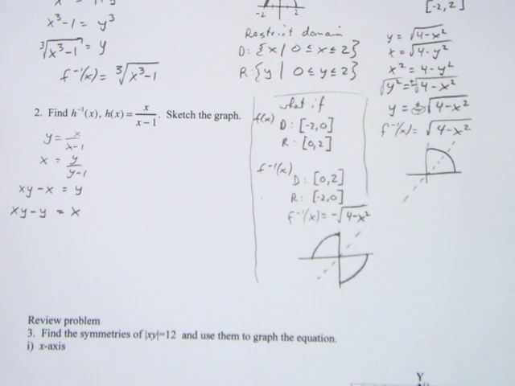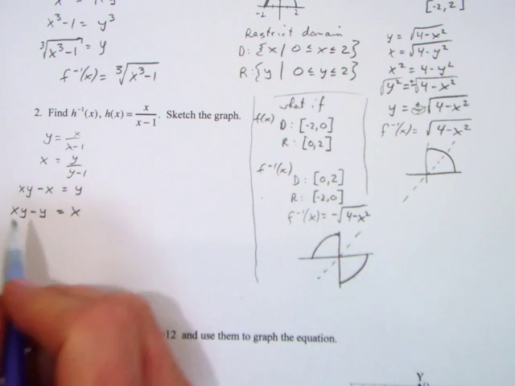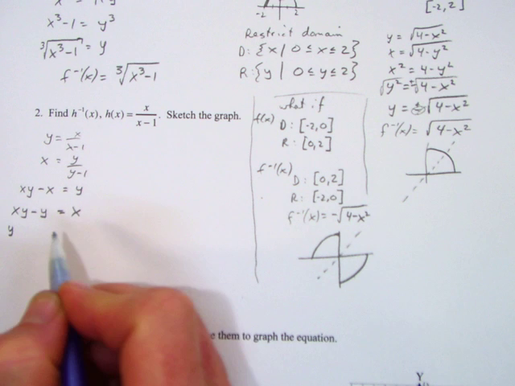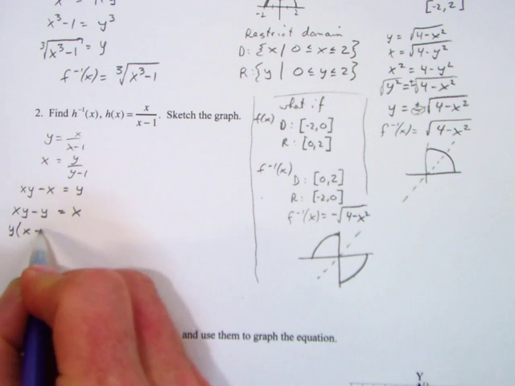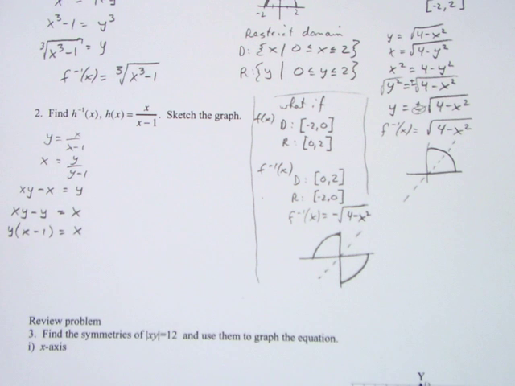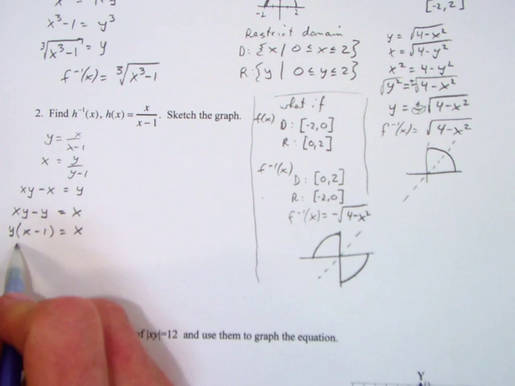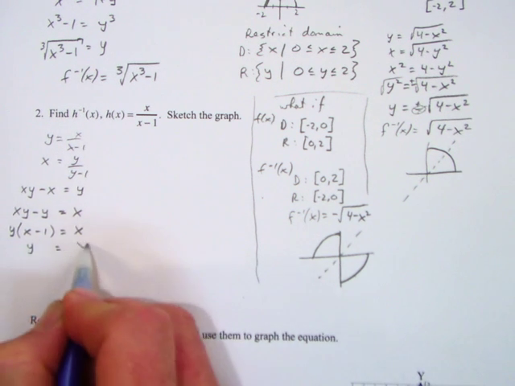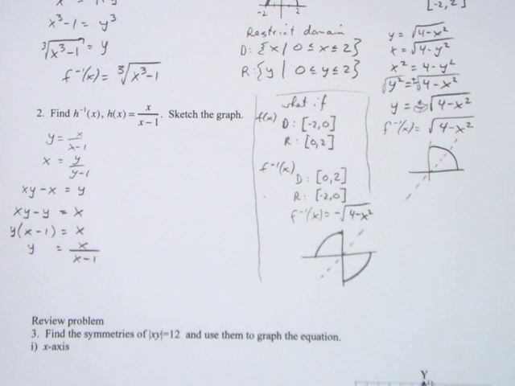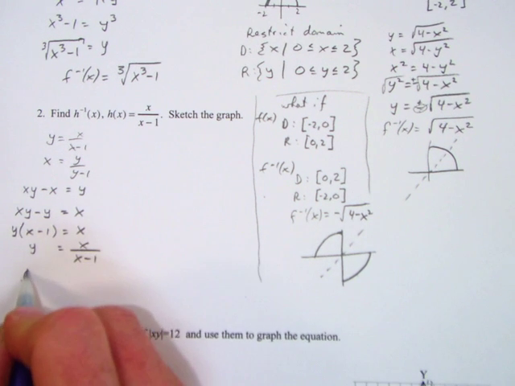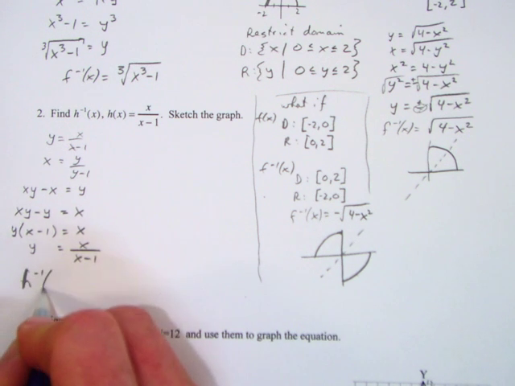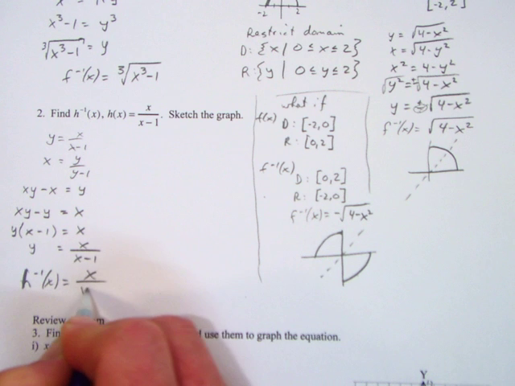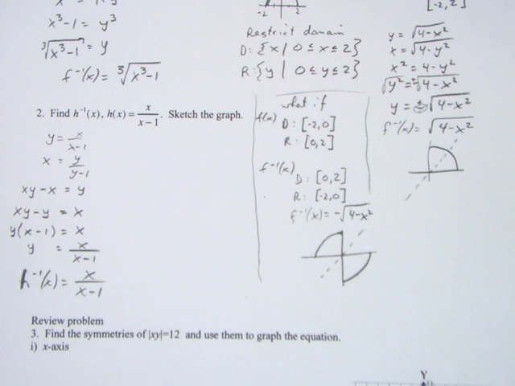So when I get it now, what do you think I can do? I just need one y. I can't have two. What mathematical idea could I apply to this so I would only have one y written down? I could factor. Now if I divide by x minus 1, we get, in this case it's not an f, it's h. h inverse of x is going to equal x over x minus 1.